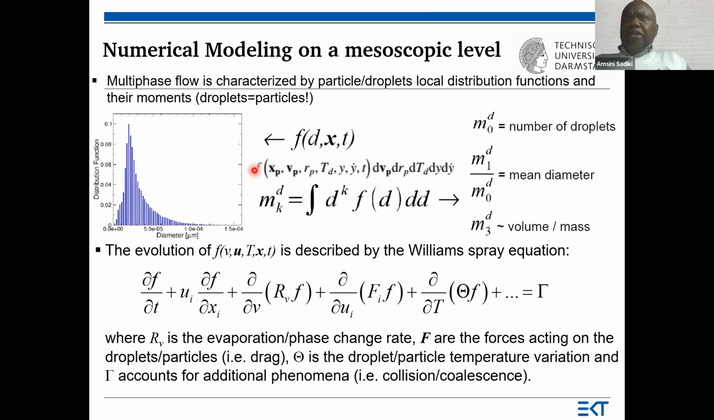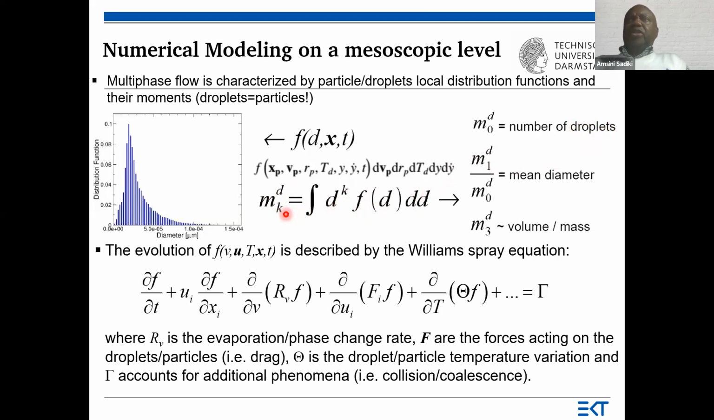If we build this quantity, then we have the number of particles we have in this control volume, and if we integrate this and multiply by the diameter at a given exponent k, then we have the moment of this distribution function. If we put k equal to 0, then we have 1, and this gives us the number of particles, the number of droplets.